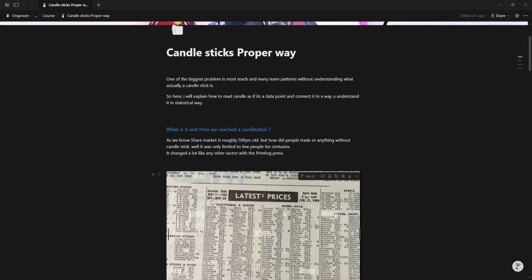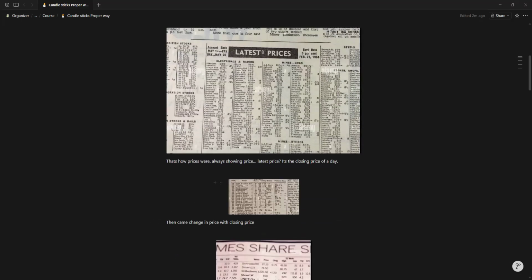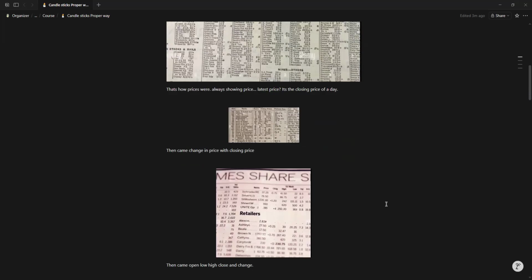At first it only showed the closing price of any share or metal, anything that was traded, only the closing price of the day, the latest price. Then it changed and started showing the percentage change along with the closing price: today's closing price and how much it changed from the previous day's closing price. That gave you the context of how much the asset had grown in the last 24 hours.